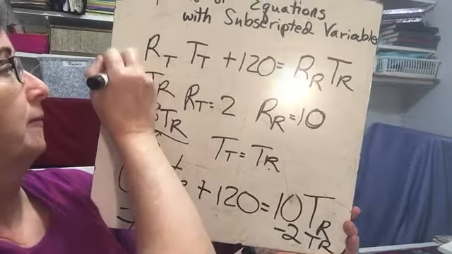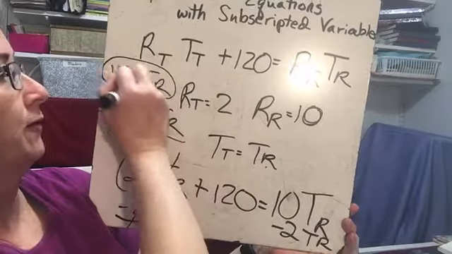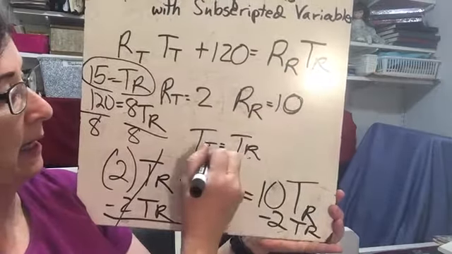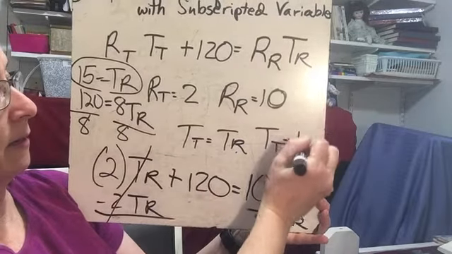15. Okay, so t sub r is 15. That means t sub t is also 15. So t sub t is also 15.